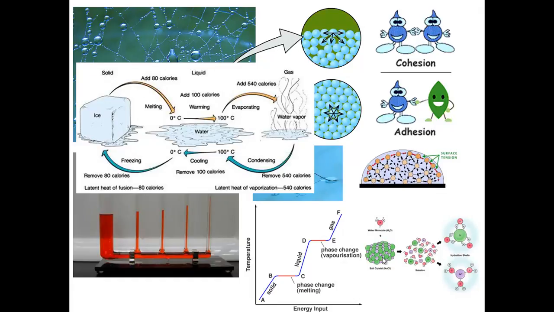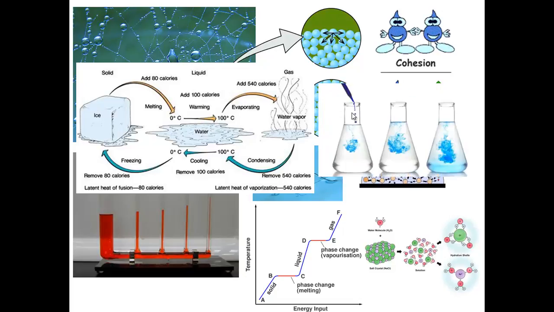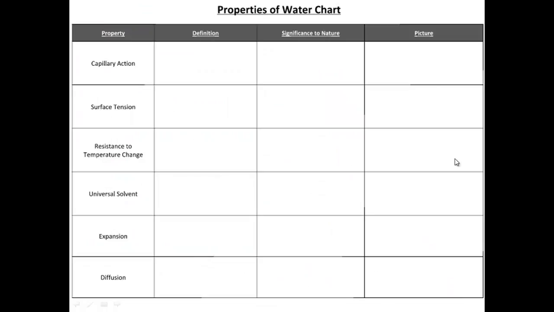It also has the ability to latch on to, in this case, salt, the sodium and chloride. The plus end goes around the chlorine ion, which is negative, and the negative end goes to the sodium ion, which is positive, and it rips the two apart, making salty water. We also have diffusion, where we put colored water into water, and we watch it diffuse through and eventually cover the whole container. And then we have the properties of water chart, where you're supposed to talk about capillary action.